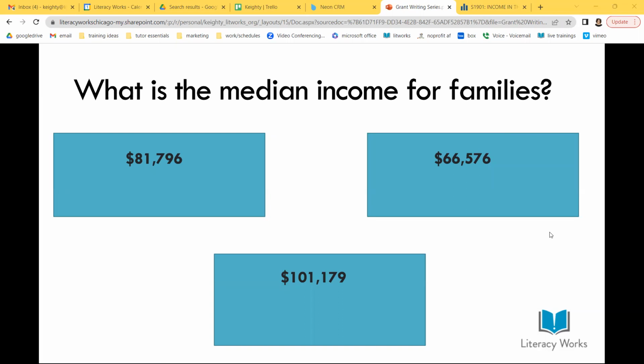Okay, clear all the drawings. What about this one? What is the median income for families? If you know how to use annotations, please do. Otherwise, you can write it in the chat, or you can just be proud of yourself at home. So we got two for 81,000, one for 66. Any other answers on this one? We're looking for the median income for families. 81, 81. Okay, let's see.